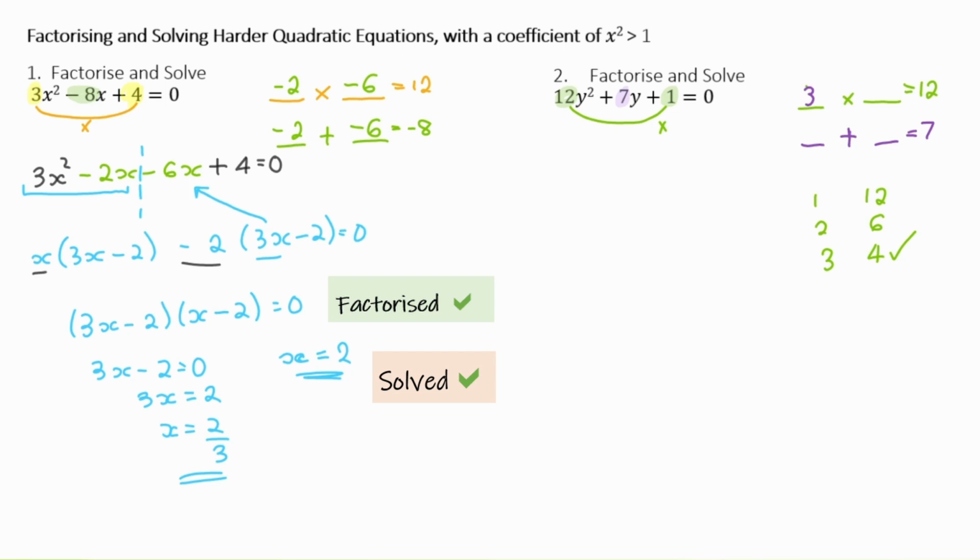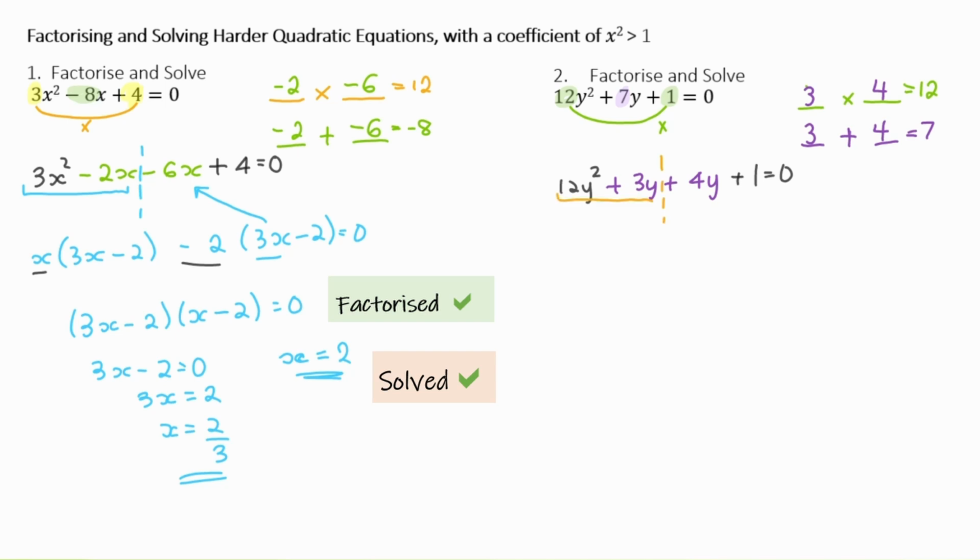So we are going to use 3 times 4 to give us 12, and 3 plus 4 to give us 7. So we are going to keep the 12y squared as it is, but we will break 7y into its sum. So we are going to write it as 3y plus 4y, and we will keep the plus 1 as it is. We are then going to split the equation into two parts, such that we've got two terms on each side.